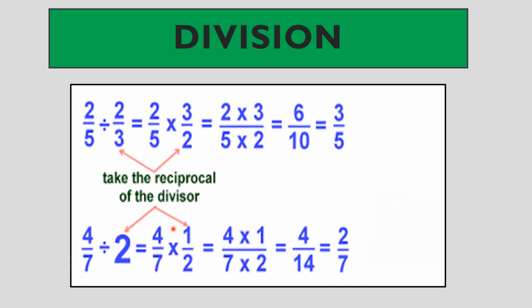Multiply the numerators, multiply the denominators. So 4 into 1 by 7 into 2. So 4 by 14. Now the number 2 can divide 4 and 2 can divide 14. So 2 twos are 4 and 2 sevens are 14. So the answer is 2 by 7.